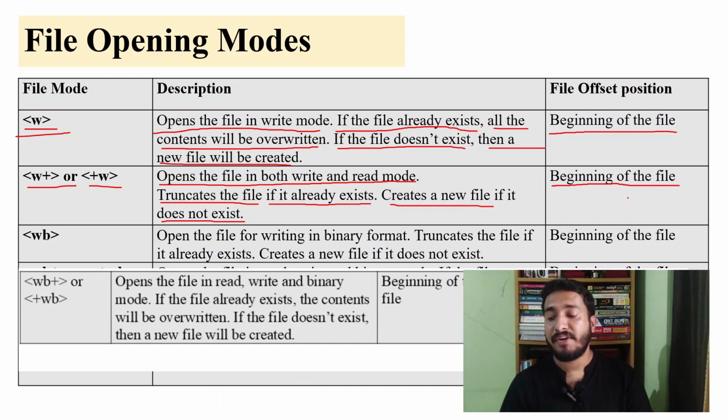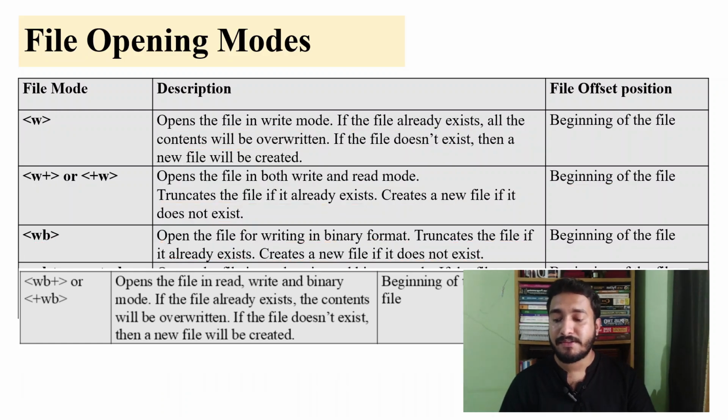Once you open a file using W plus mode, the file pointer will be at the beginning of the file. Next we have WB mode. B represents binary file. It opens the file for writing in binary format. It truncates the file if it already exists. It creates a new file if the file does not exist. So WB is the same as W. W is used for text files. WB is used for binary files. The remaining operation is the same. The file pointer will be at the beginning of the file.